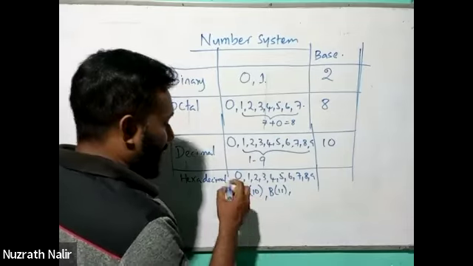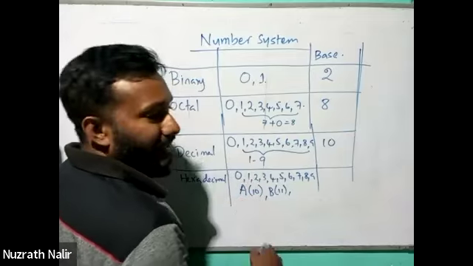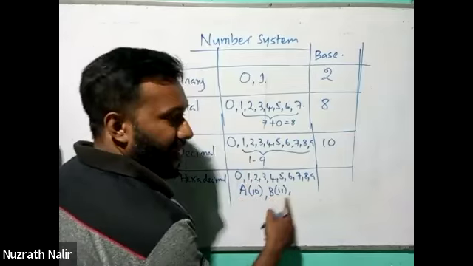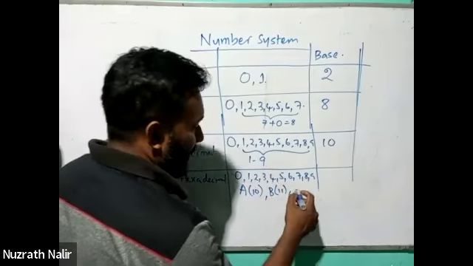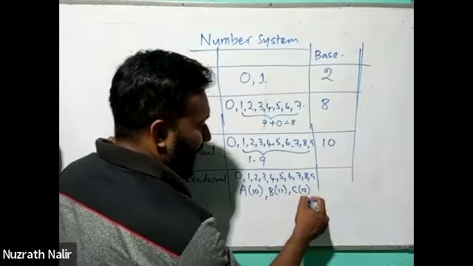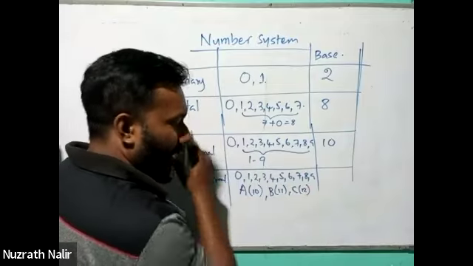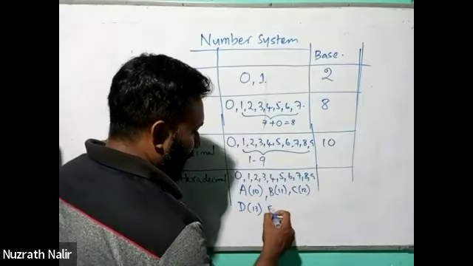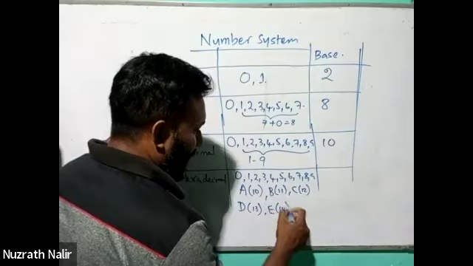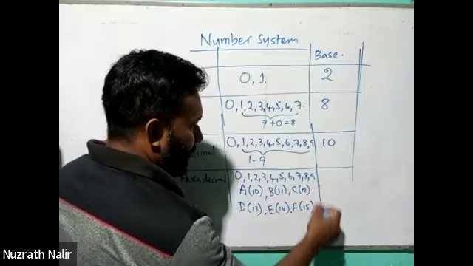A means it is a hexadecimal value. It is equivalent to the decimal 10. B is a hexadecimal value. It is equivalent to the decimal 11. C, hexadecimal value, is equivalent to the decimal 12. D 13. E 14. F 15.